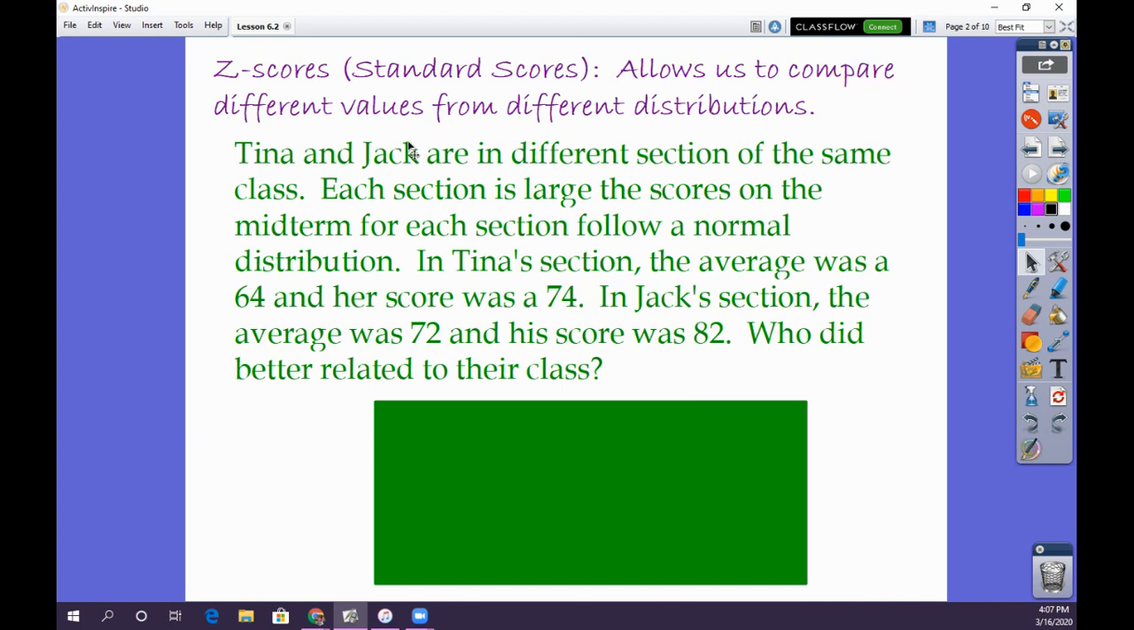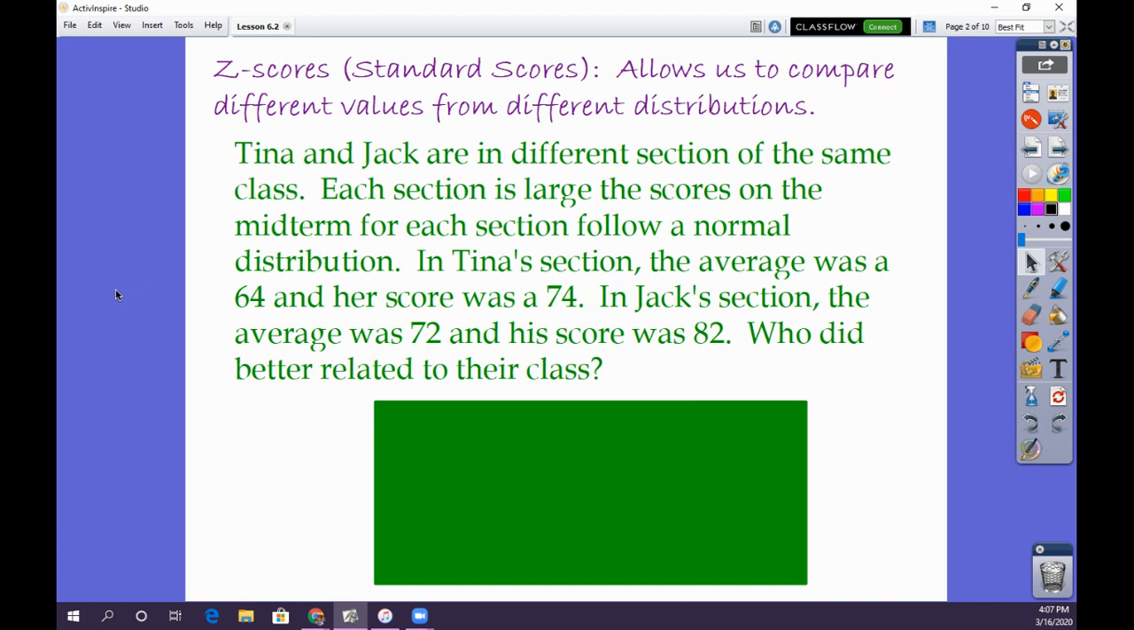So let's present a situation here. Tina and Jack are in different sections of the same class. Each section is large, and the scores on the midterm for each section follow a normal distribution. That means they follow that bell curve. In Tina's section, the average was a 64 and her score was a 74. In Jack's section, the average was a 72 and his score was an 82. Who did better related to their class?